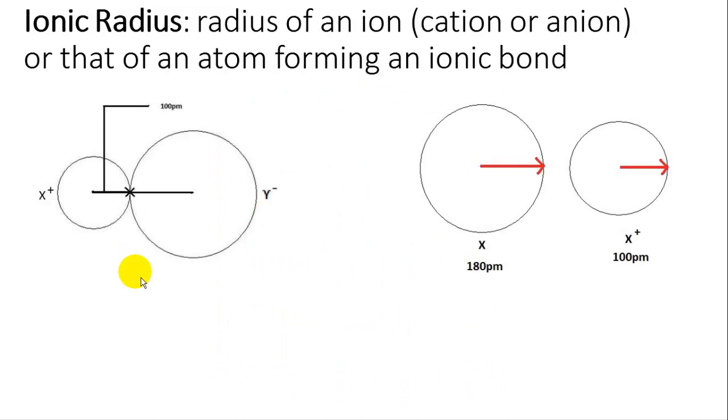We define the ionic radius as the radius of an ion, that could be a cation or anion, of an atom forming an ionic bond. So if you have an ionic interaction, which is a complete electron transfer, the cation will lose its electron, the anion will gain its electron. Here you have an ionic interaction, and the net result is the donor loses electron density and becomes positively charged. The gainer gains that electron density and becomes larger in its ionic radius.